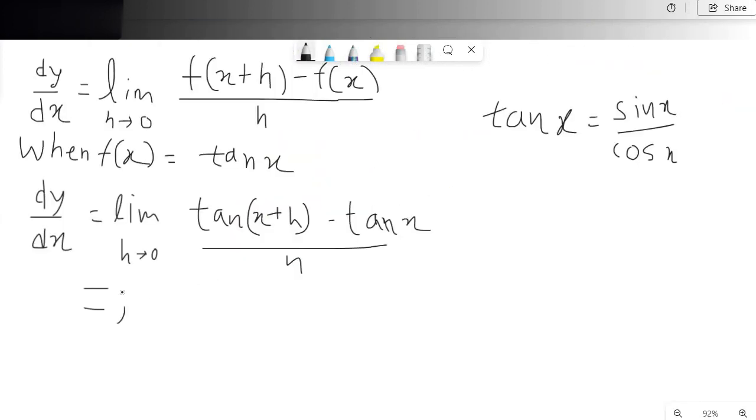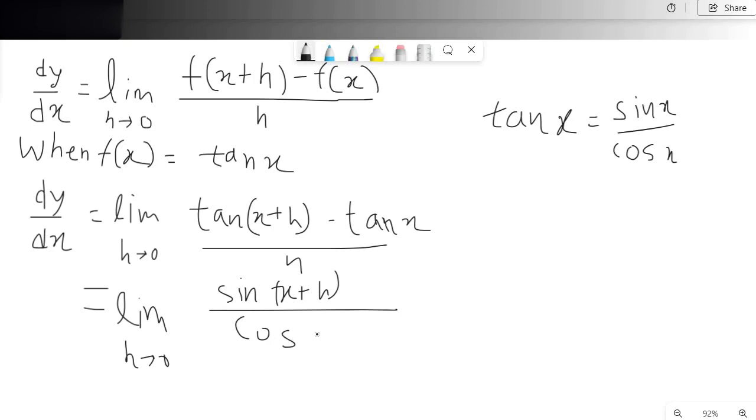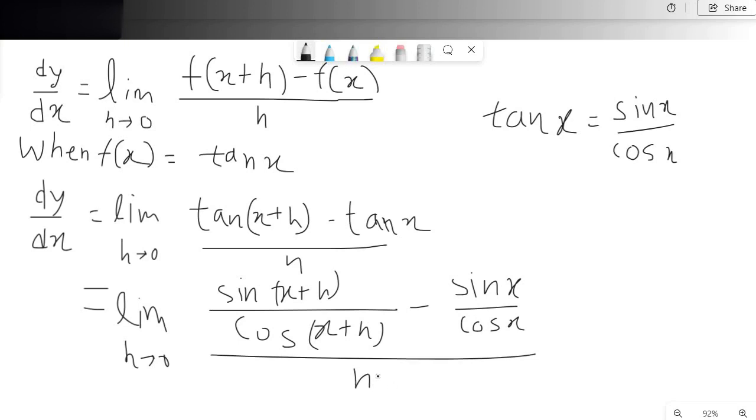So applying the formula, we have the limit as h tends to 0 of sin(x + h) divided by cos(x + h), subtracted with sin x divided by cos x, and then whole divided by h.